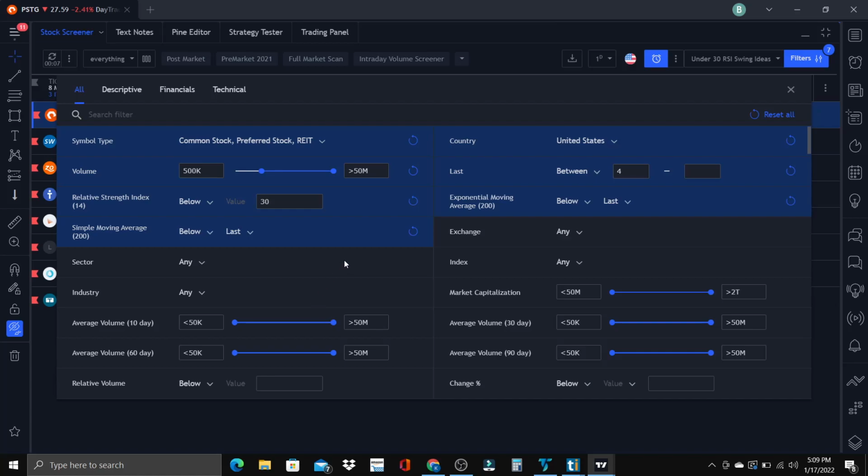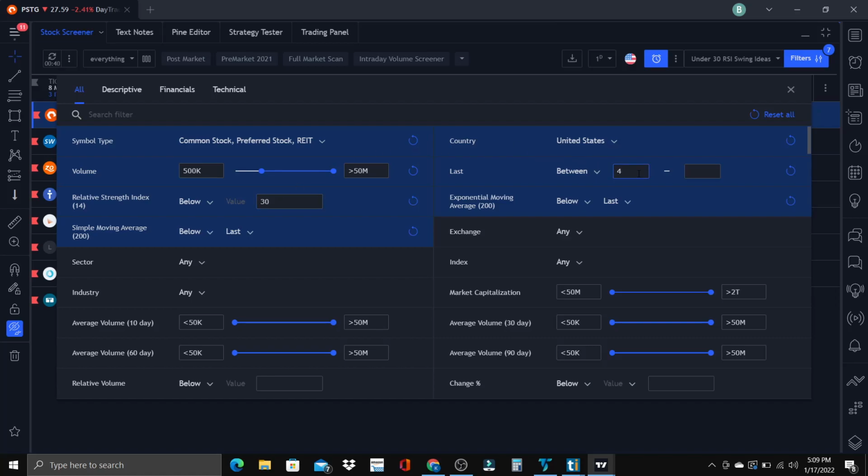The most important filter that I have set for this particular scan is that the RSI has to be trending below 30. Now you can experiment with a lower RSI or maybe a higher RSI, but in my experience, I found that stocks trending below that 30 RSI, that's when it's really starting to become in the oversold territory, and that's where I like to start watching and develop my plans.